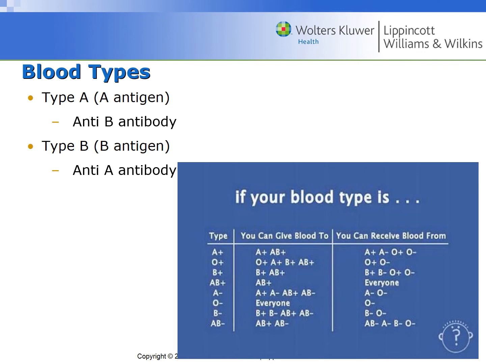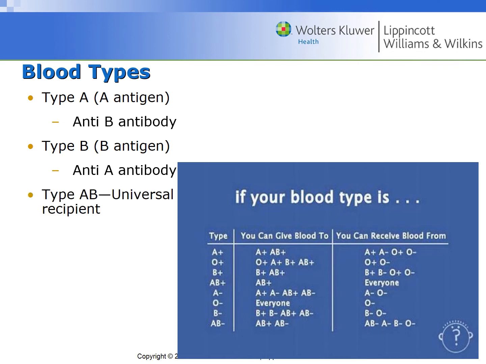So if you look, if I have type B blood, if I'm giving a type B blood product to a type A person, the type A person's anti-B antibodies are going to directly attack that. The same if I was to give type A blood to the type B patient.